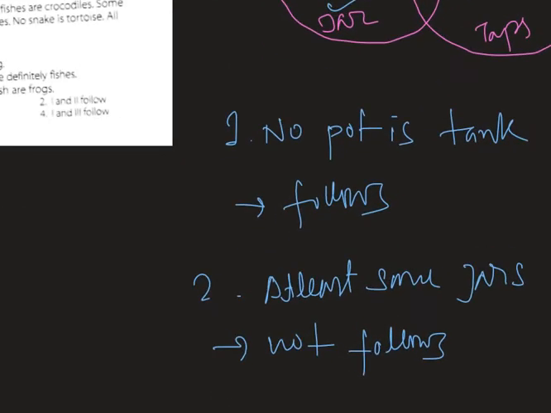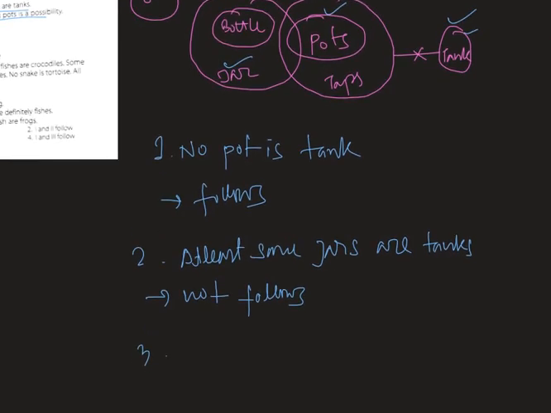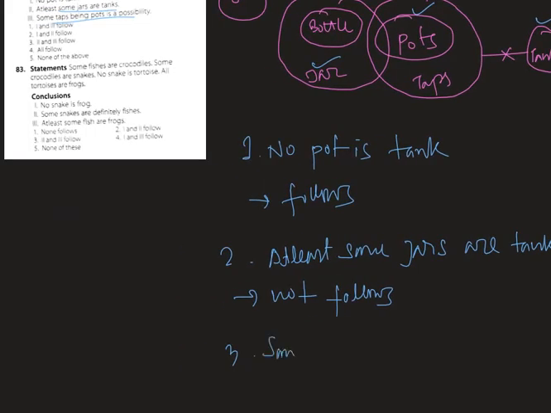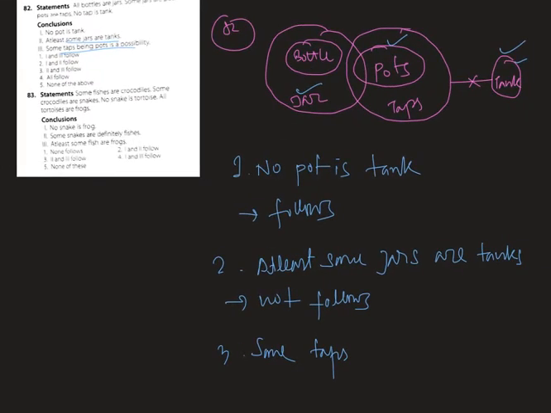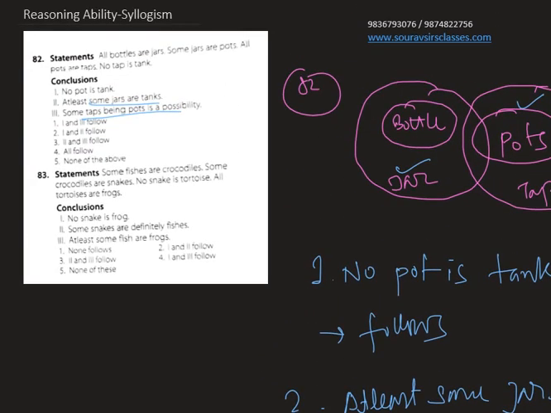Now let's see the next one. Some taps being pots is a possibility. As we can see from this picture, tap is a superset of pots, therefore some taps being pots is a possibility. In this statement we can sense a doubt, therefore the statement is false, as it is pretty much obvious that some of the taps must be pots, as tap is a superset of pot. So only 1 follows, therefore the correct answer is none of the above.